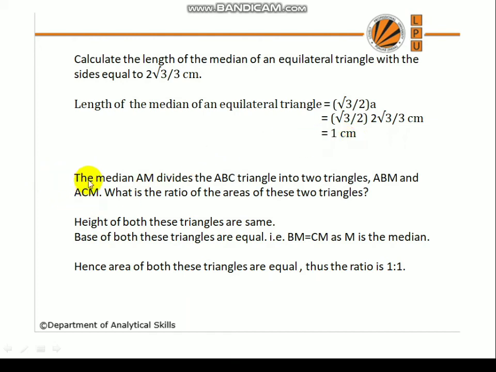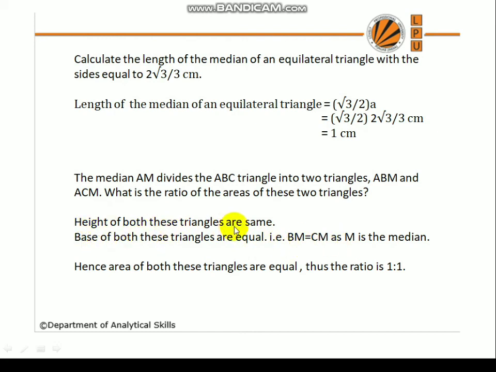The next problem: the median AM divides the triangle ABC into two triangles, ABM and ACM. What is the ratio of the area of these two triangles, ABM and ACM? Remember what is a median? A median is nothing but a line joining the midpoint of the line BC to the opposite vertex A. That's why AM is called a median and divides BC equally. If AM divides BC equally, then the bases of both triangles are equal, that is BM equal to CM.